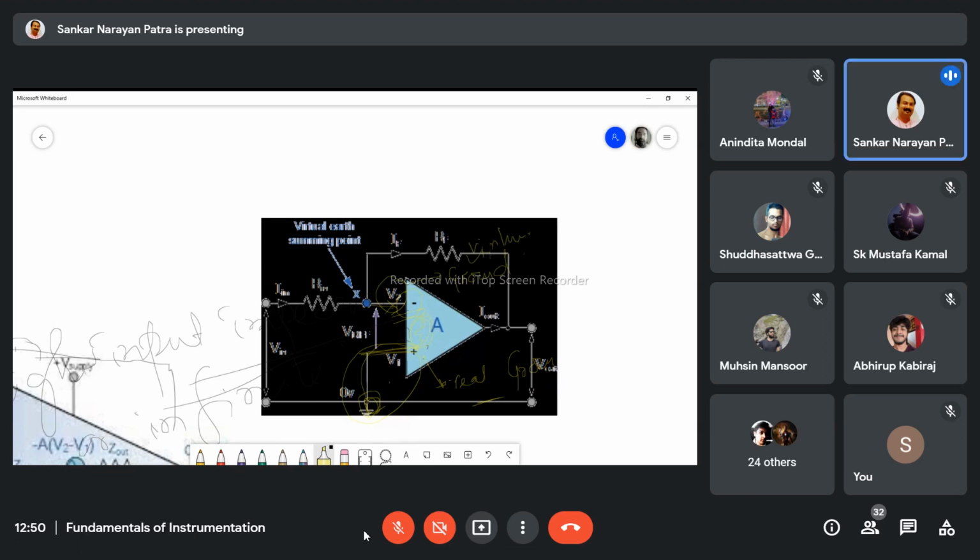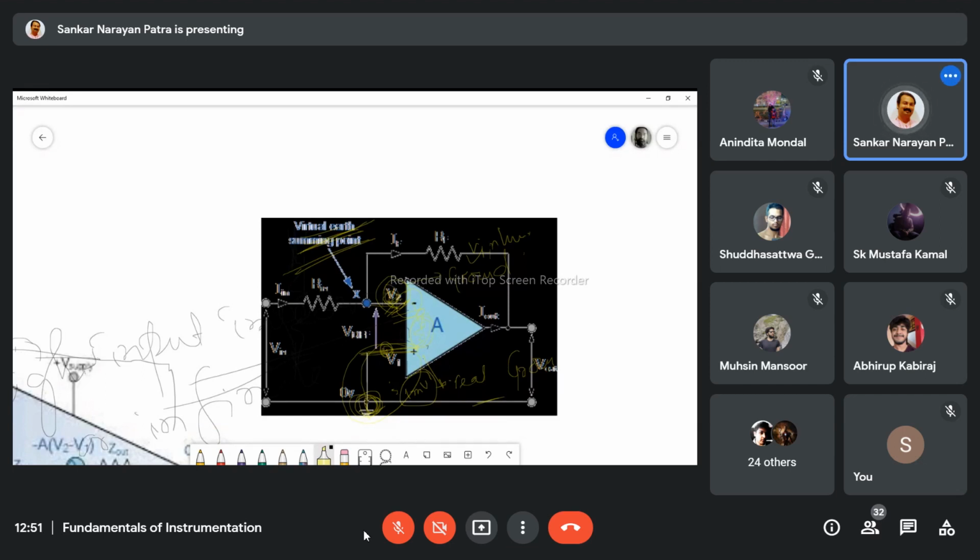Here it is written: virtual ground at summing point. If it is not grounded, suppose there is a small voltage, say 1 millivolt, connected here, and this is the resistance. So here it will be similar, like 1 millivolt.